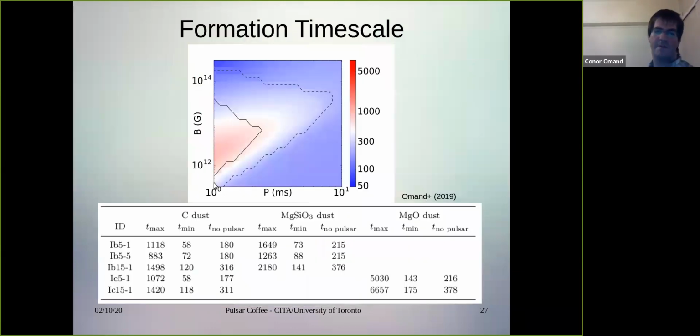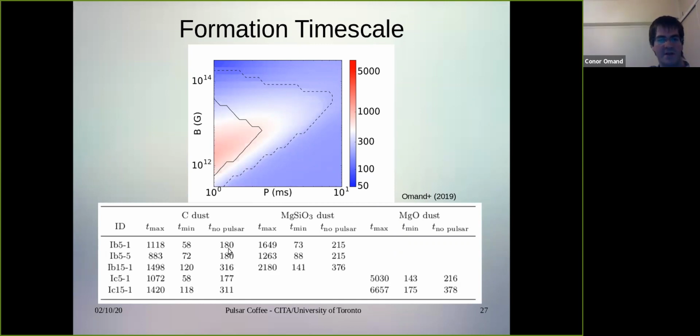So let's look at the formation timescale. Unfortunately, I couldn't self-consistently calculate the ionization effect. So the color map here does not include ionization whatsoever, but I've included the region where we expect dust to never form, this solid region here, because of ionization. And so this is mostly extremely fast rotating pulsars, less than 2 milliseconds, and magnetic fields of about 10 to the 12 to a little bit less than 10 to the 14 Gauss.